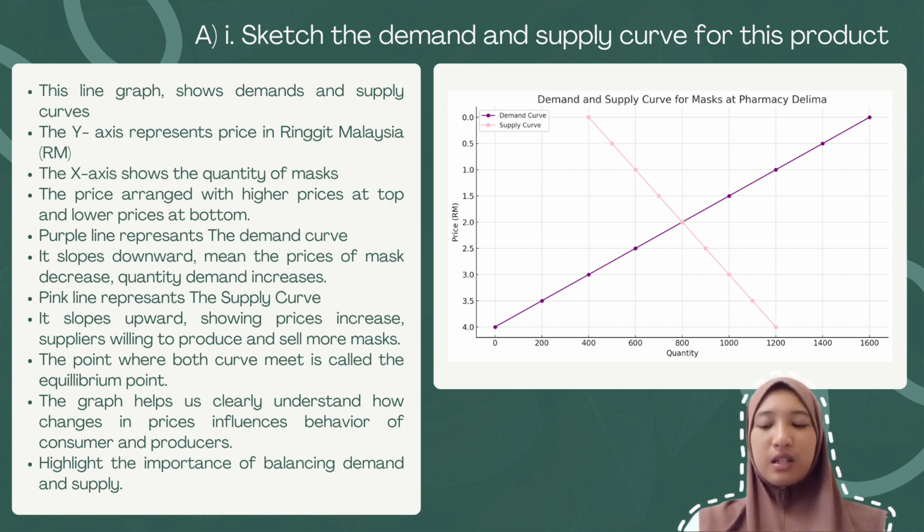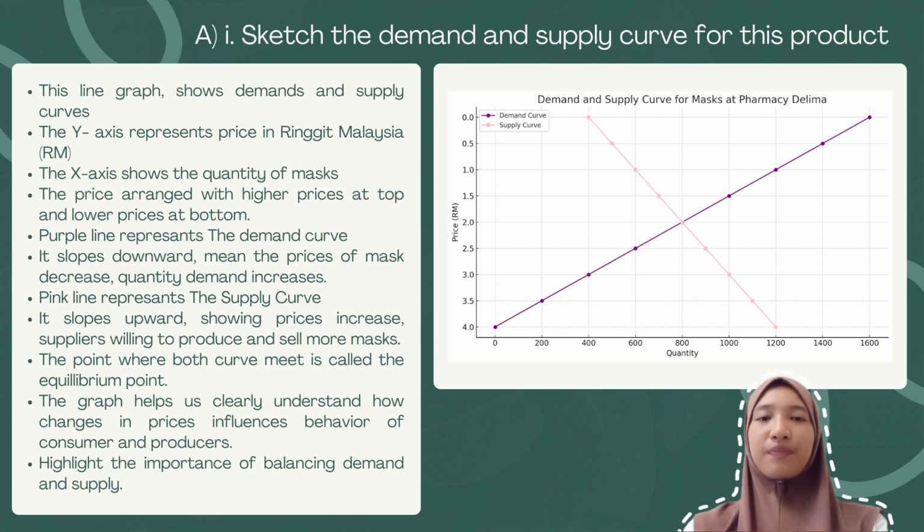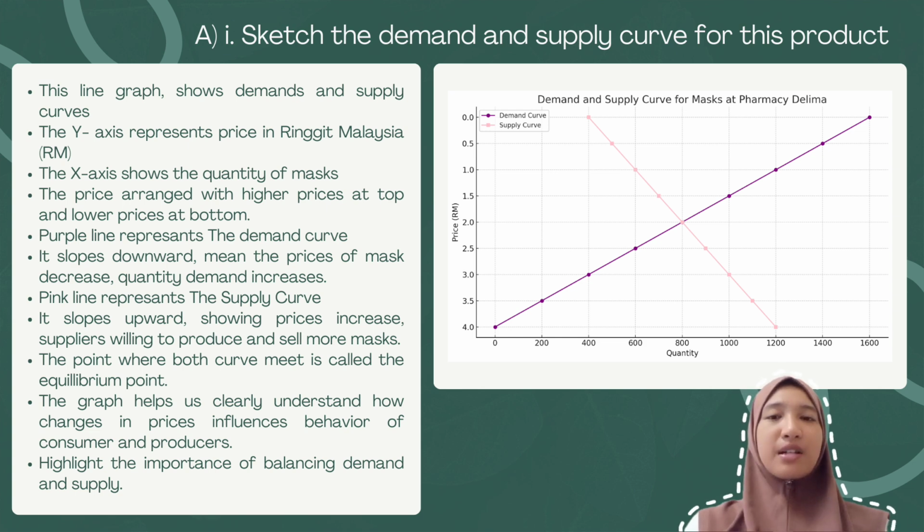Now, looking at the lines, the purple line on the graph represents the demand curve. It slopes downward, meaning that as the price of masks decreases, the quantity demanded increases. For example, when the price drops to 50 cents, demand rises sharply compared to when the price is RM4.